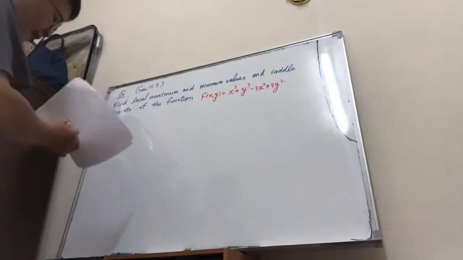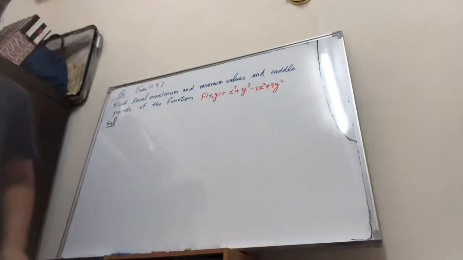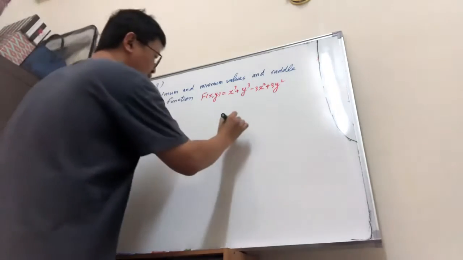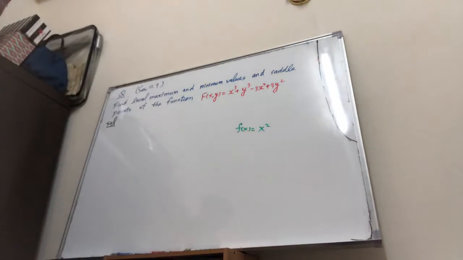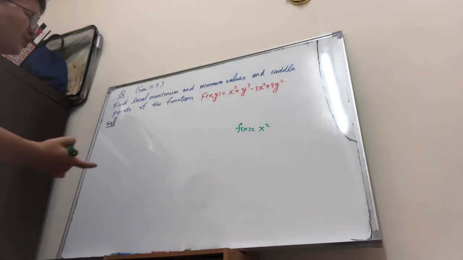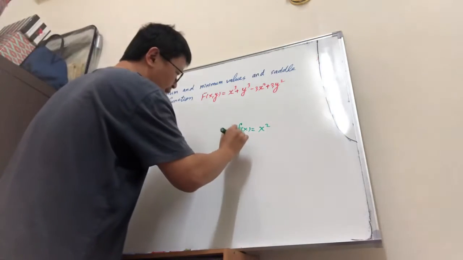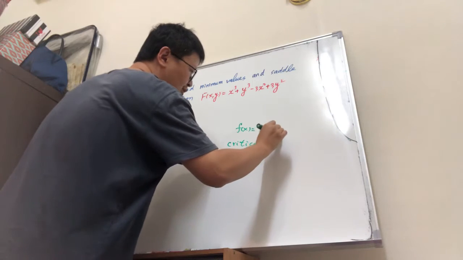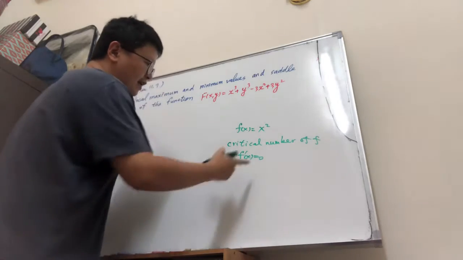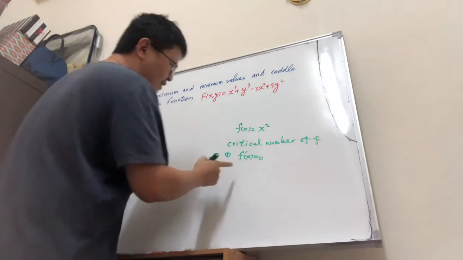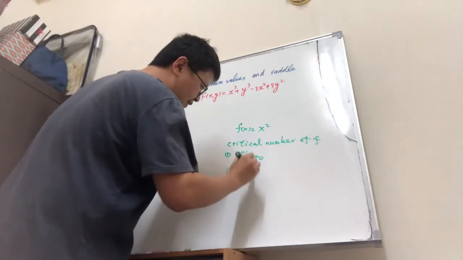So let's recall the single variable case. Now, this question has two variables. But for the single variable case, f of x, for example, x squared, if we want to find its local maximum or local minimum, then as we know, first of all we should consider its critical number. When we say the critical number, you should consider its derivative. Then there are two cases. First one is its derivative is 0. Second one is its derivative does not exist.